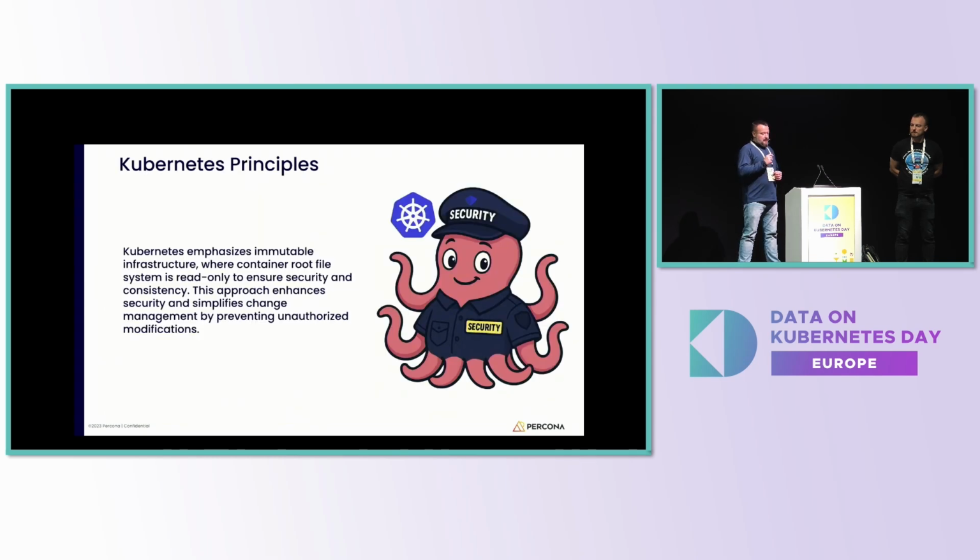Right, so there is a big principle coming from Kubernetes. Kubernetes really emphasized the immutability of the images and the infrastructure. And the container root file system is read-only, mainly to provide security. This is one of the key principles of Kubernetes. It also enhances change management by preventing any unauthorized modifications to the image or to the container.